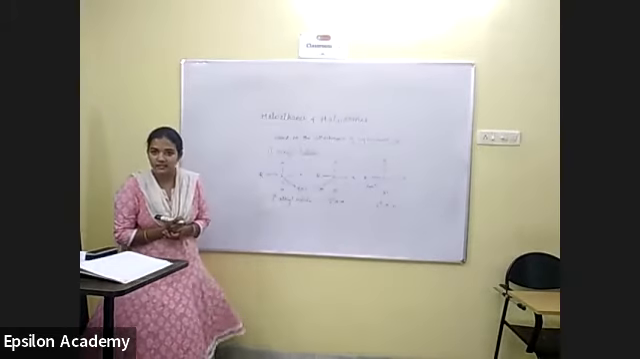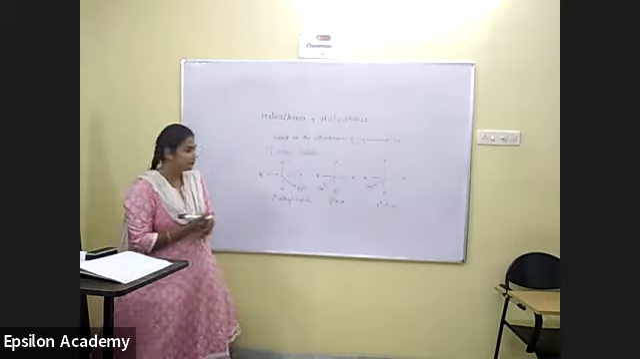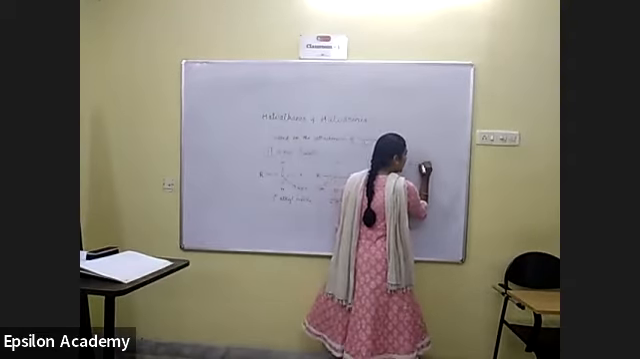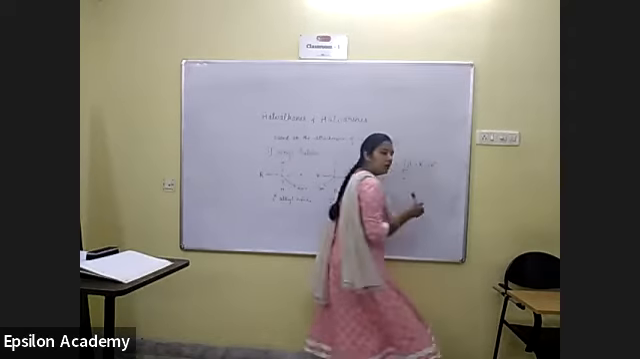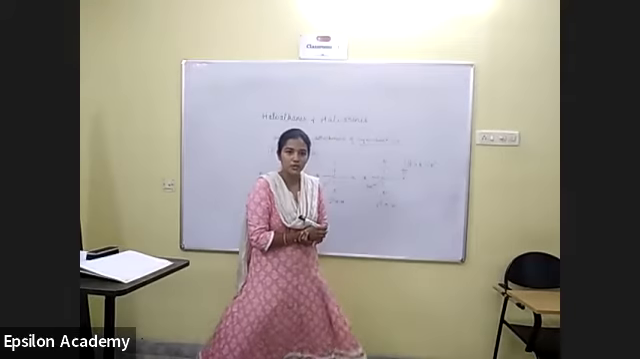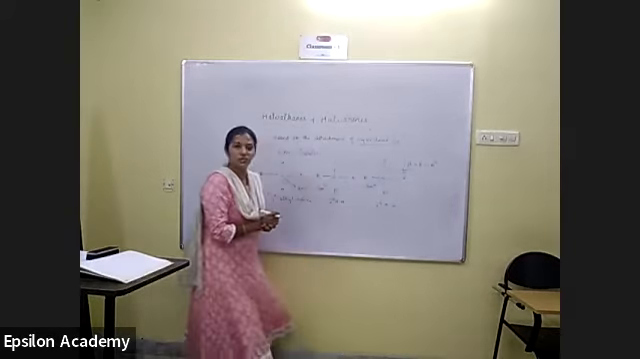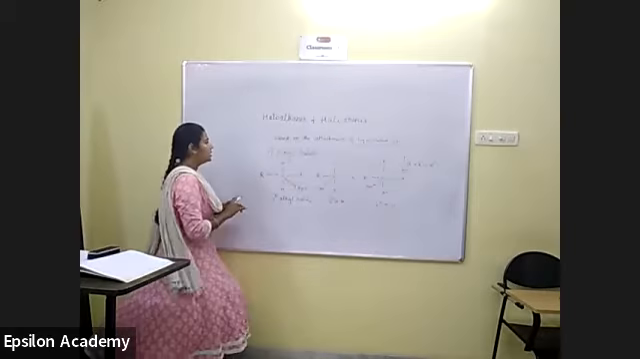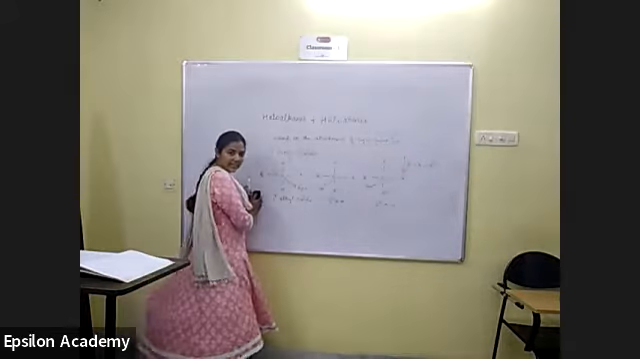Clear with this? R dash and R double dash are the same as R, right? Here I can say R dash and R double dash can be equal, or they can be different groups also, or the same group. It will be the same in the forthcoming examples, so no worries. Now, clear to this point, shall we move to the second halide?